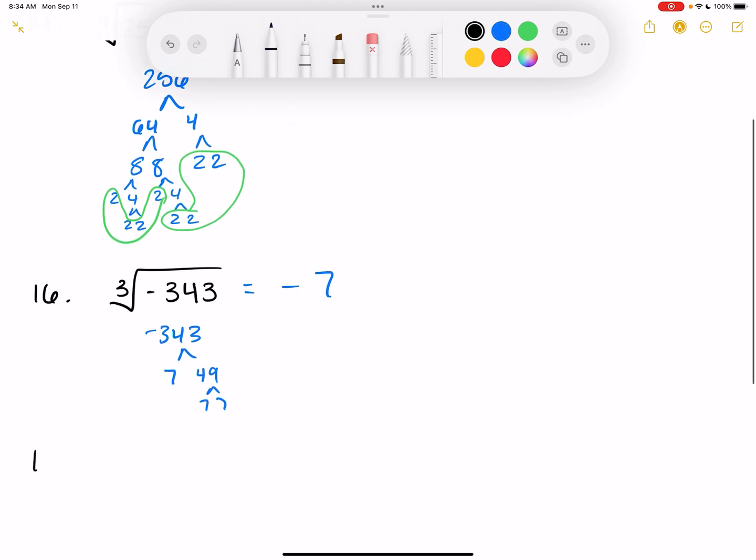So 18. The fourth root of negative 256. So what do we notice about this one? It's negative, and it's even. Okay, so that means what's happening?